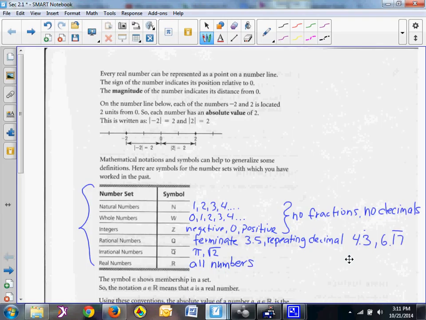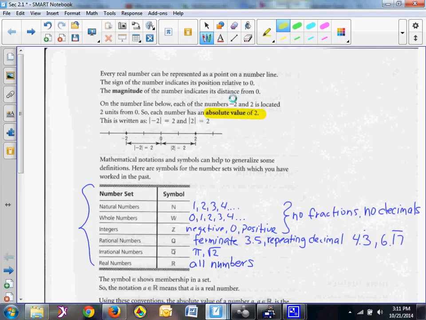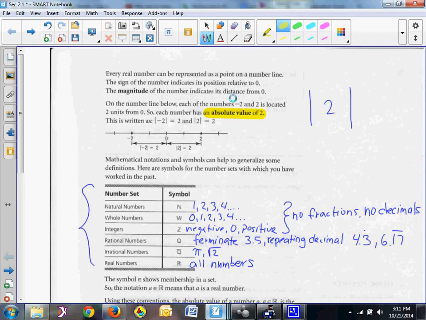So now let's look at the top of the page. This is where we're going to talk about our new topic, absolute value. We denote the absolute value as a number between two big lines, just like that. The definition of the absolute value is very similar to the magnitude of a number, meaning it's the distance the number is away from 0. And these will always be positive because when we're measuring things, we measure them in positive distances.